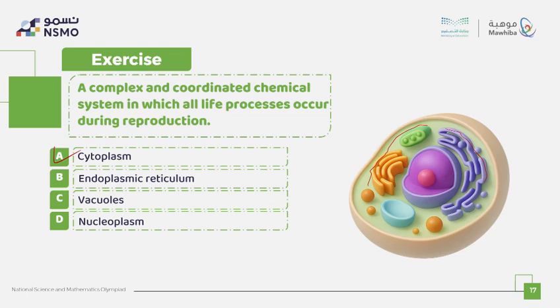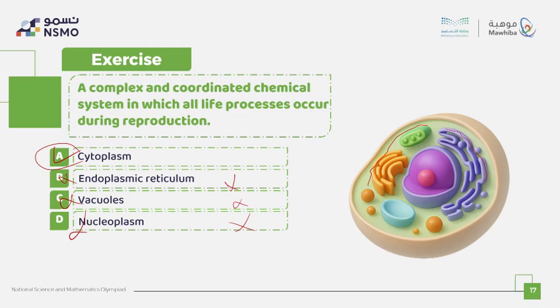Okay, so why not the others? Why is it not these ones? The endoplasmic reticulum only helps make protein and lipid. That's it. Vacuoles are mainly for storage. That's it. Nucleoplasm is only inside the nucleus. So the obvious one will be the cytoplasm.